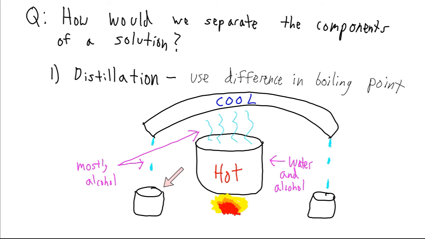And if we wanted to increase the alcohol content further, what we'd have to do is dump these into our main vessel here, and we'd have to repeat the process. And we might have to do it quite many times in order to get a very concentrated solution.